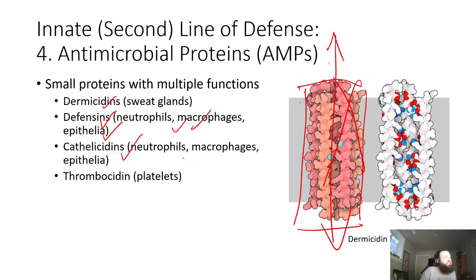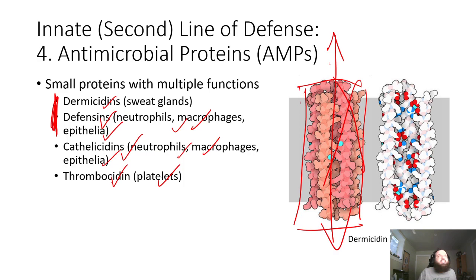Cathelicidins are released by neutrophils, macrophages, and epithelia as well. And finally, thrombocidin is released from platelets. Of these, the dermacidins and the defensins, I would say, are the ones that will most commonly be identified. In terms of what they are actually doing, I would say that there are really two functions to these antimicrobial proteins. One, which is obvious, is that they should kill the microorganism in question.